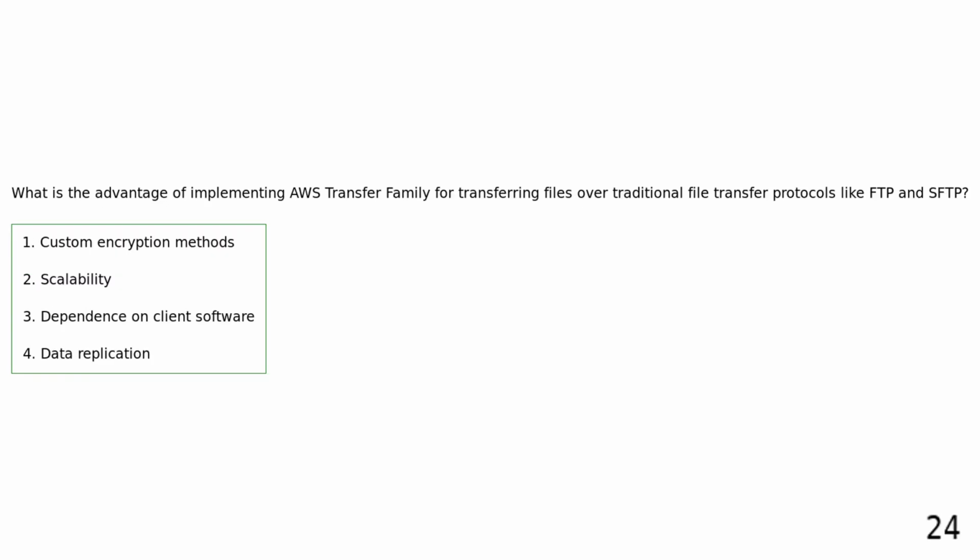What is the advantage of implementing AWS Transfer Family for transferring files over traditional file transfer protocols like FTP and SFTP? Custom encryption methods. Scalability. Dependence on client software. Data replication. Implementing AWS Transfer Family for file transfers provides scalability, allowing users to handle large volumes of data transfers without the need to manually manage server resources, a key advantage over traditional file transfer protocols.